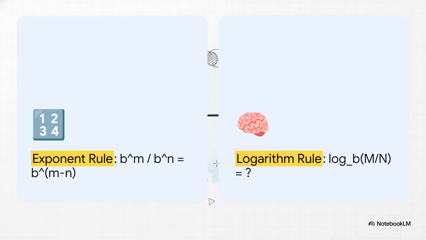And this is where that connection really clicks. On the left, you see our familiar exponent rule. Division leads to subtraction. So it kind of makes sense that the rule for the logarithm of a division would also have something to do with subtraction, right? Let's see exactly how that plays out.